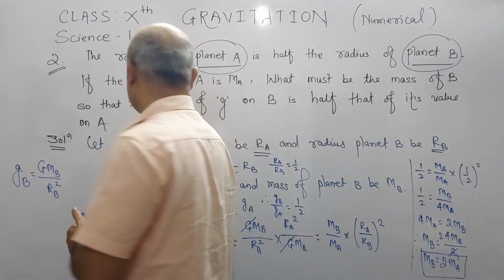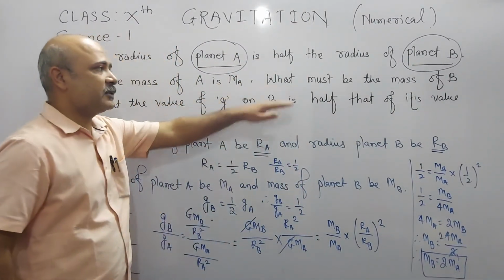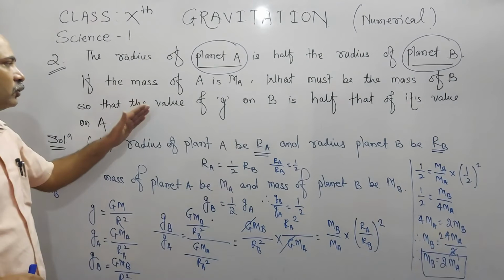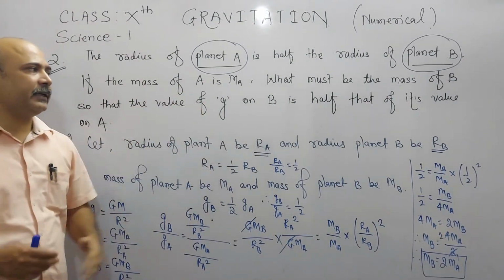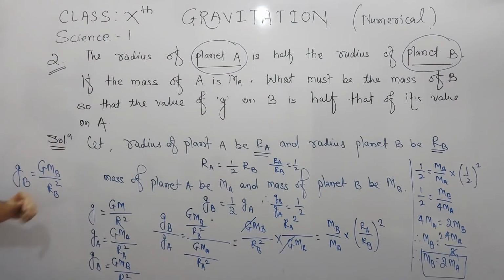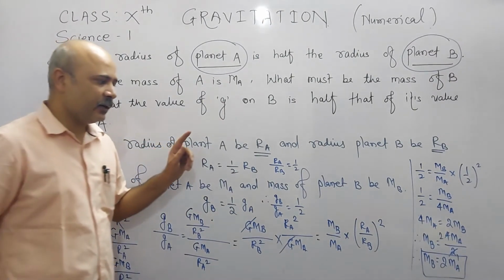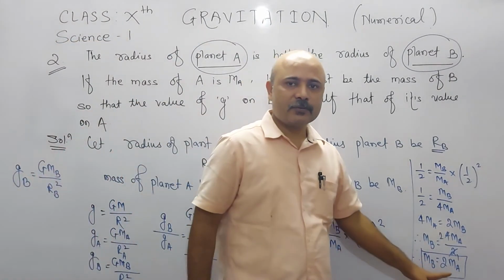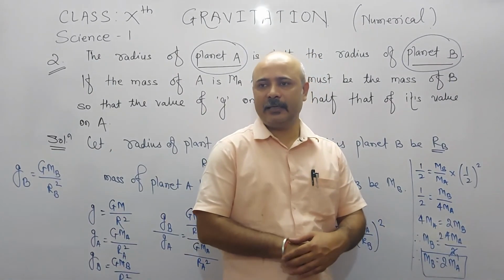So that is asked: what must be the mass of planet B, so that the value of g on B is half that of its value on A. So you will write, mass of planet B is twice the mass of planet A.